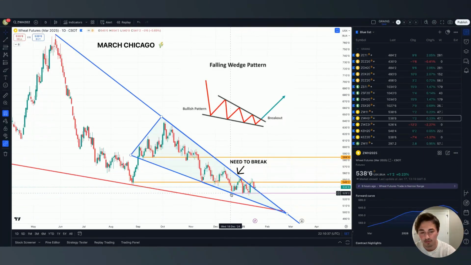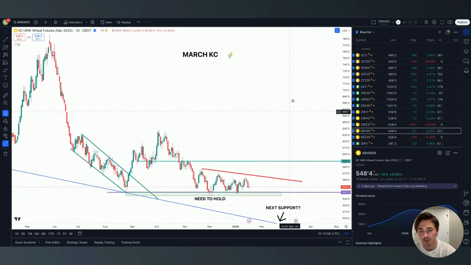We have bounced off this 529 level, looks like 5 or so times. So bulls would like to continue to hold that and then get a bust above this 546 level to confirm our upside. Then our next point of resistance is likely going to be this 584 or so level.